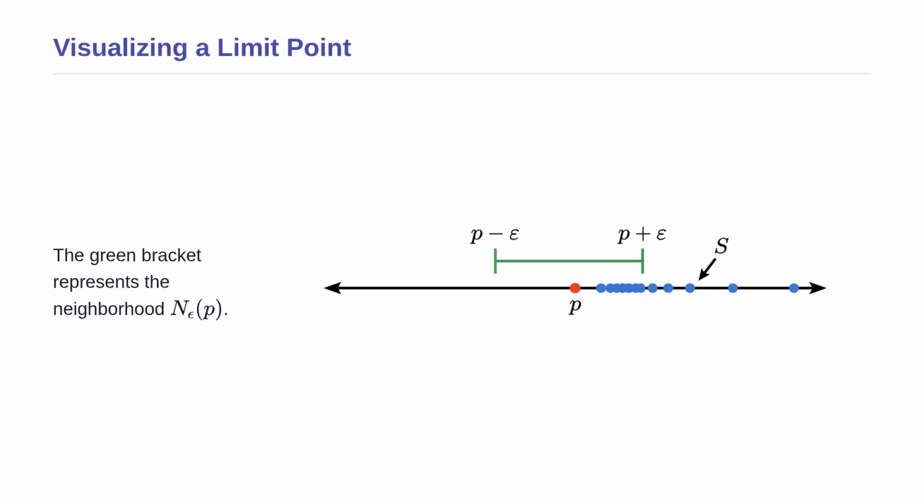Let us visualize what this formula actually means. Here you see a number line with a red dot representing our limit point P. The green bracket represents our neighborhood around P. Notice how the blue dots, representing the set, become infinitely dense near the red dot. Because the dots are crowding so tightly, it is physically impossible to draw a green bracket small enough to isolate P without trapping at least one blue dot inside it. This inescapable crowding is the visual hallmark of a limit point.